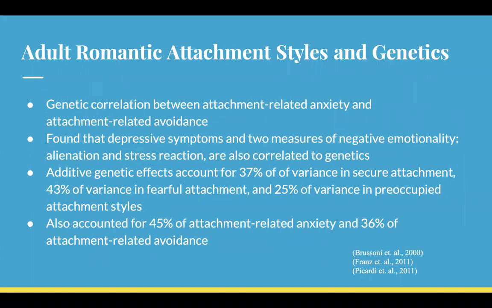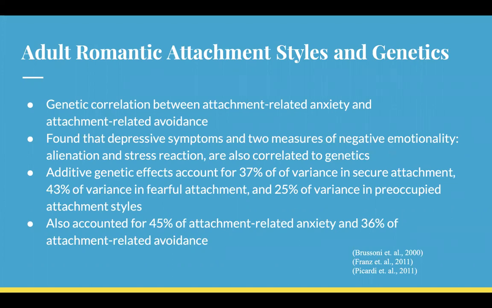To begin, I'm going to talk a little bit about adult romantic attachment styles and genetics. So there is a genetic correlation between attachment-related anxiety and attachment-related avoidance. A lot of studies have found that depressive symptoms and two measures of negative emotionality, alienation and stress reaction, are also correlated to genetics. However, these specific things don't go hand in hand with the attachment-related anxieties. So you don't need to have them to see the correlation between the attachment styles and genetics.